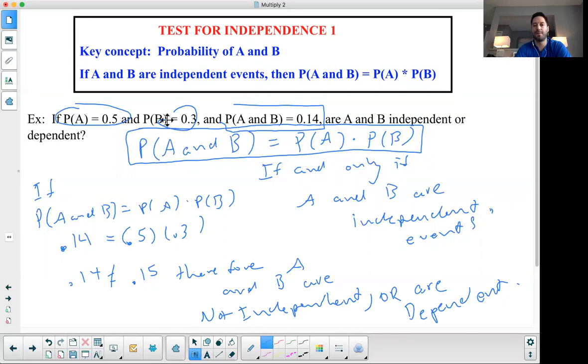So this would not be a scenario where it's flipping a coin and rolling a die, or picking chips and picking a soda. This would be more of a scenario where maybe you pick a card out of a deck and then don't put it back. These would be dependent events.